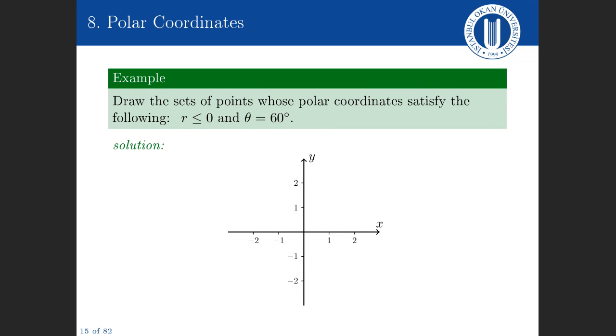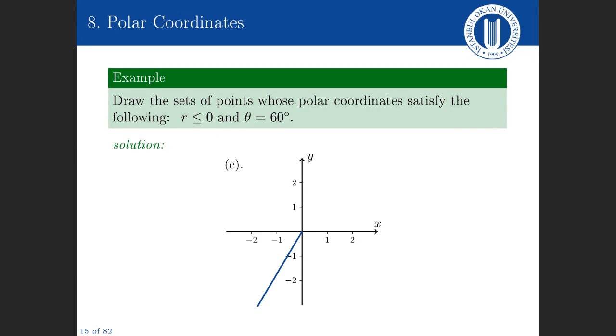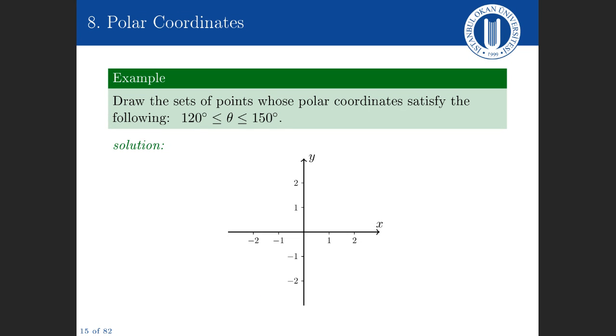Draw the set of points whose polar coordinates satisfy r is less than or equal to 0 and theta is equal to 60 degrees. If you're rewatching the video, pause it now, try to sketch it yourself, and then click play. I'm just going to show you the solution. Draw the set of points whose polar coordinates satisfy the following. Theta is between 120 degrees and 150 degrees. Again, if you're rewatching this, pause the video here and try to draw it yourself. This is the solution.